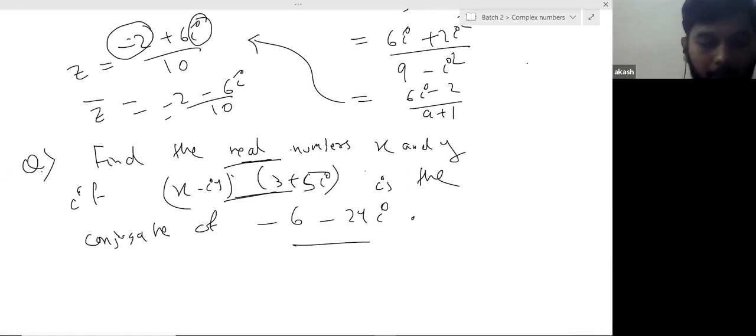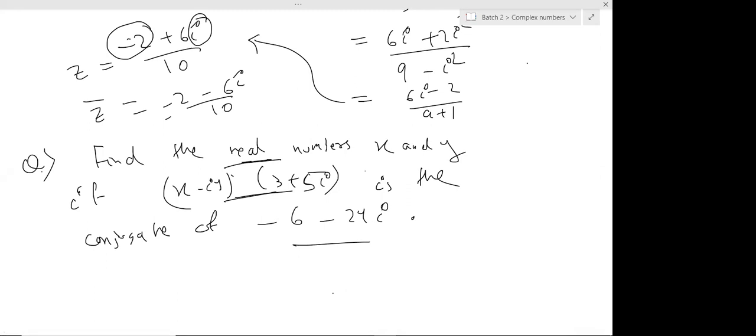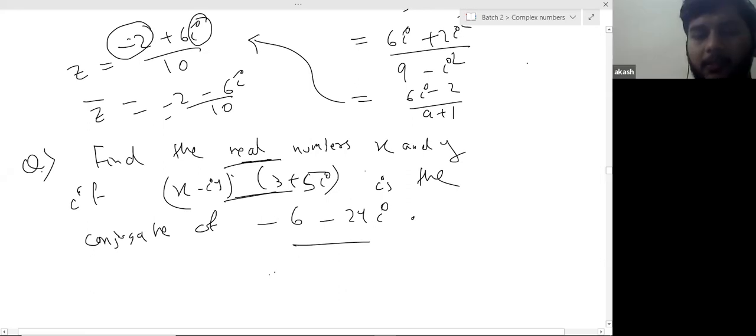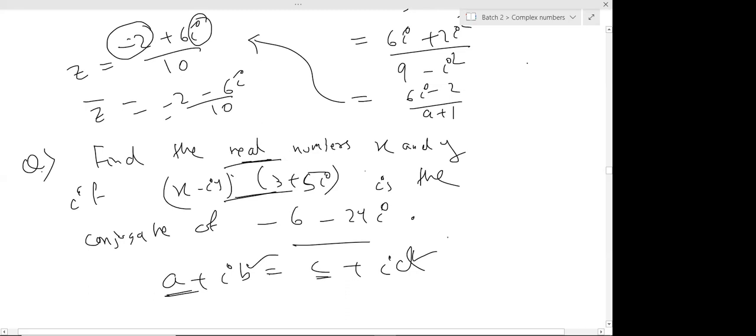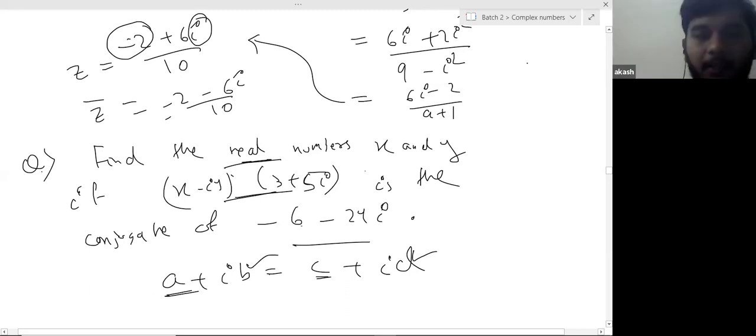All right, let's see. So there's x minus iy, yeah. Yeah, I told you equality of complex numbers, right? If two complex numbers are equal, then a should be equal to c and b should be equal to d, right? Yes, sir. All right. Use that and try to find the answer.